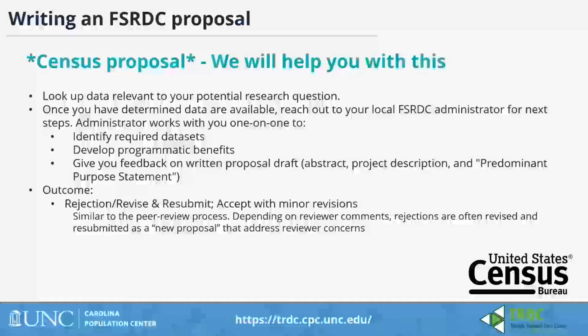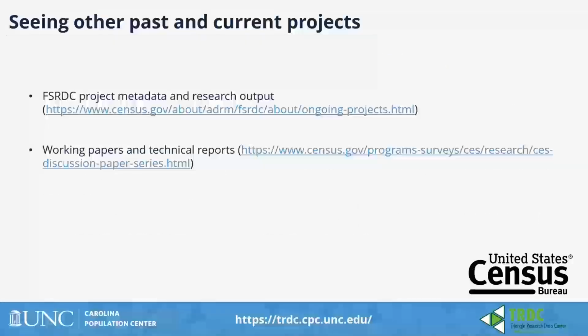It's different than a grant, where the cutoff line is like 5% or something. This is more like, higher, 70% or something. If you work with them and are operating in good faith, I think the acceptance rate is pretty high. You can see, and I can send you these slides if you want them, and I think a version of these slides is actually online at the UNC RDC website. You can see past project metadata as well as working papers and technical reports.